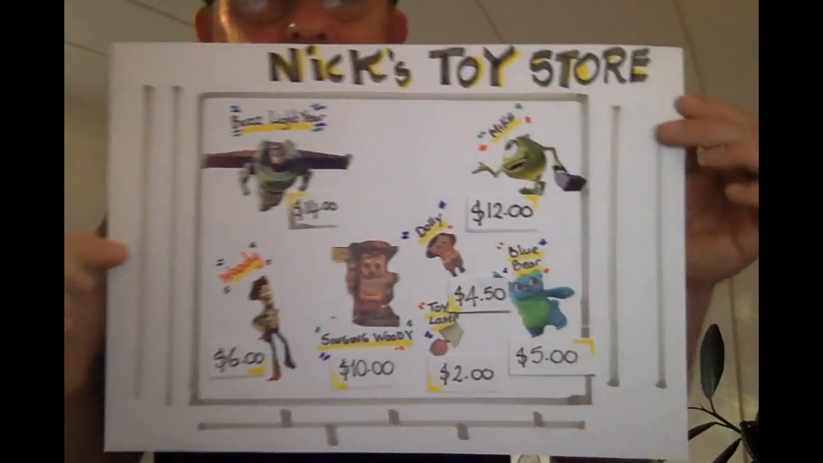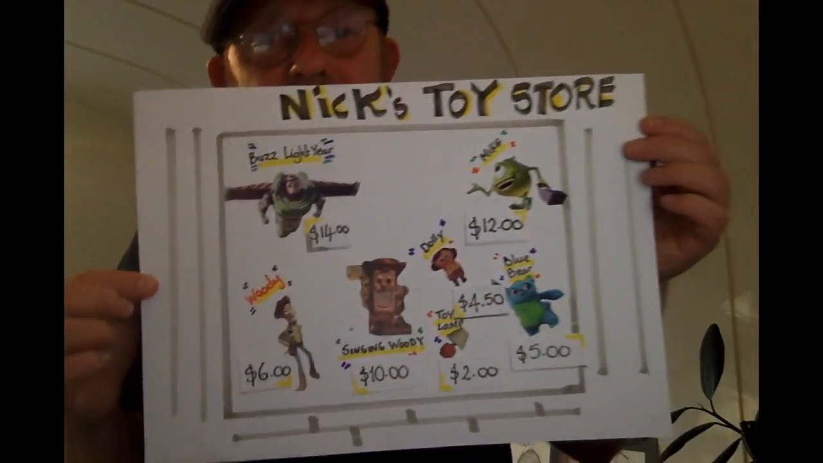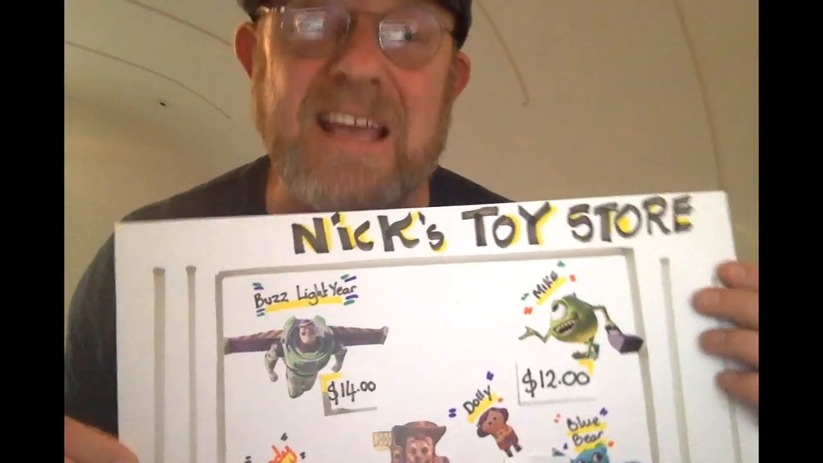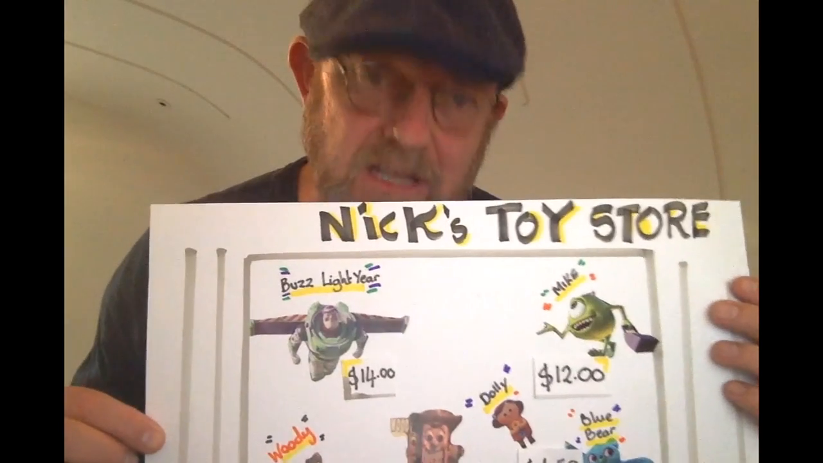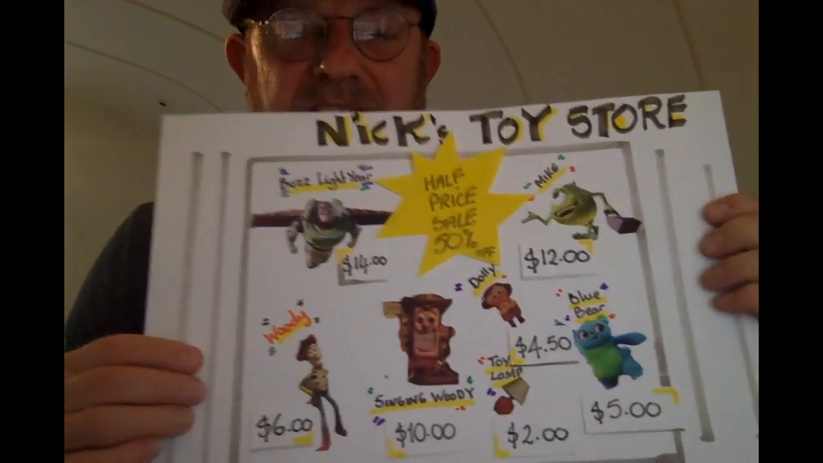Now this is my regular shop window, but my sales aren't going very well, especially in isolation. No one's buying toys, and actually I've had to be closed. But I'm opening up because Dan has lifted the regulations. So I'm going to have a sale, and that sale says half price sale, 50% off.